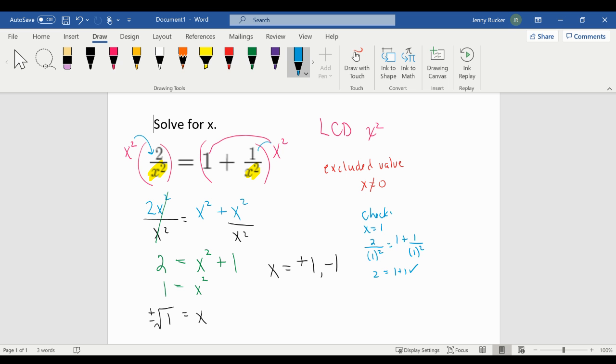Let's go ahead and check x equals negative 1. That's going to be 2 over negative 1 squared equals 1 plus 1 over negative 1 squared. So when you square the negative 1, it is just a positive. So this is still 2 is equal to 1 plus 1. Again, that checks. So we end up with two solutions here. We end up with x is equal to a positive 1 or x is equal to a negative 1.